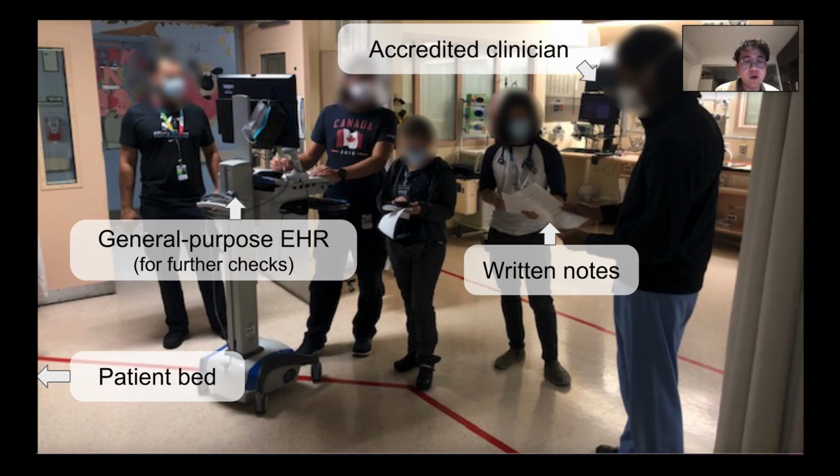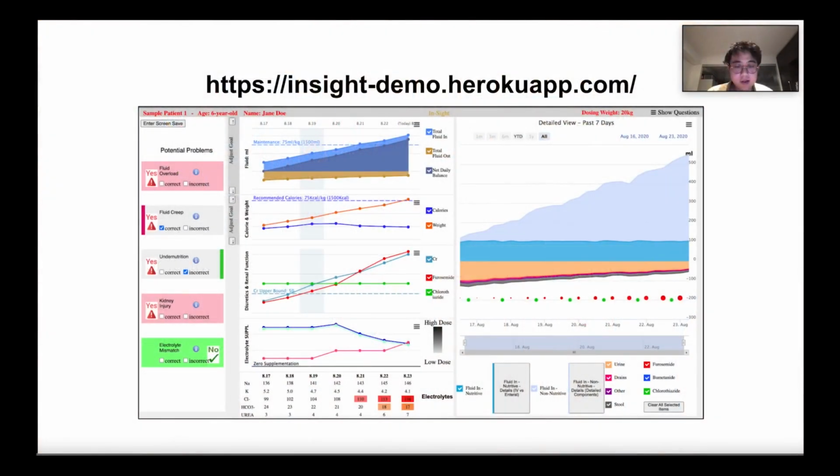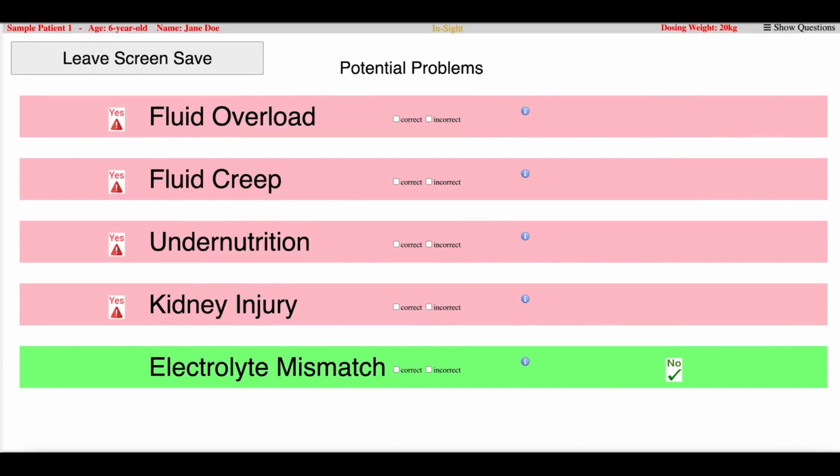But this format is error-prone, and importantly, many of these errors are actually preventable because they are common errors, which we aim to address with our problem-based curated views approach. This is Insight, our refined clinical decision support system prototype, which embodies our approach. Let's see how Insight works in practice.